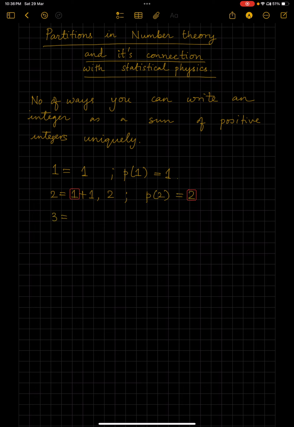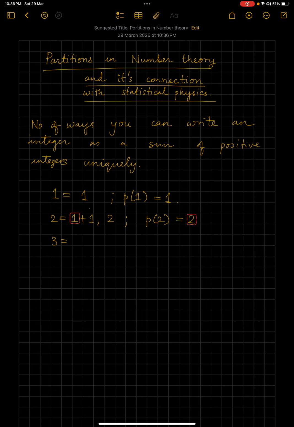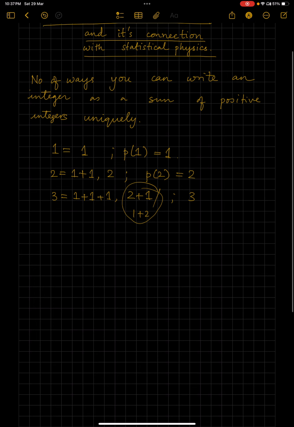Let's see 3. So 3 can be written in three different ways. So one is 1 plus 1 plus 1. Another one is 2 plus 1. Or you can also write 1 plus 2, but we are taking this to be the same. 1 plus 2 and 2 plus 1, we are taking this to be the same. And then 3. So then partition of 3 will give me 3.